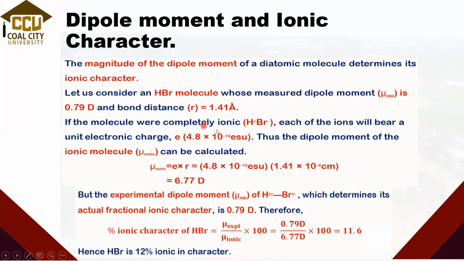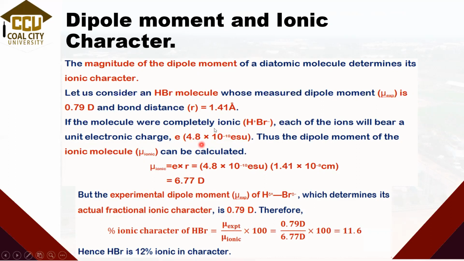If the hydrogen bromide were completely ionic, each of the ions will bear a unit electronic charge. If it is completely ionic, the unit charge will be 4.8 times 10 raised to power minus 10 ESU. This is a standard figure. Thus, the dipole moment of the ionic molecule can be calculated. The dipole moment of the ionic molecule will be e times r, where e is your charge, of course, which has been given to you.